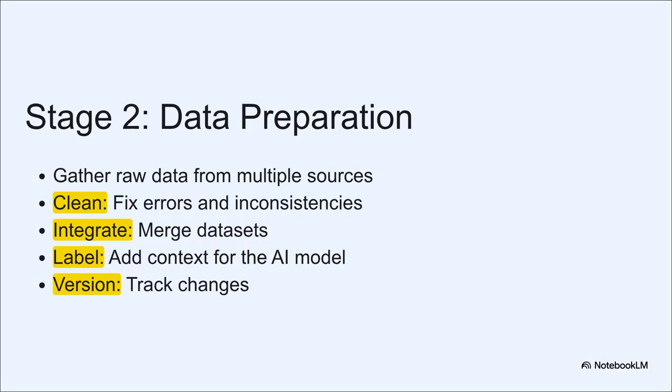Next up, data. Now, if the AI model is the engine, then data is its fuel. Simple as that. But you can't just pour in crude oil, right? You have to refine it, and that's what this stage is all about. It's meticulous, painstaking work. Teams gather all this raw data from different places, clean it up to fix errors, merge it all together, and then label it so the AI actually knows what it's looking at. And make no mistake, the quality of the final AI is 100% dependent on the quality of this data work.